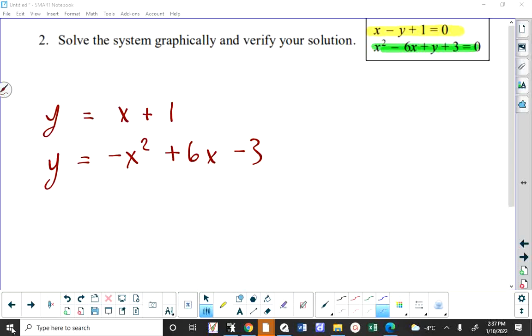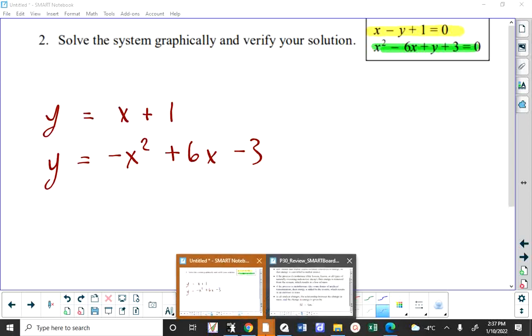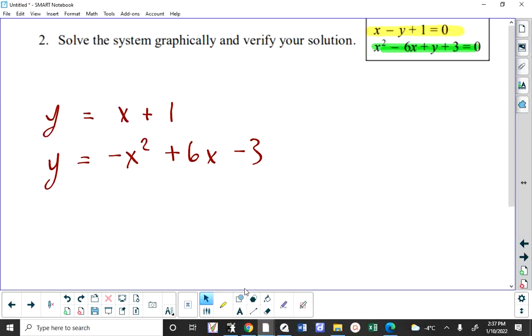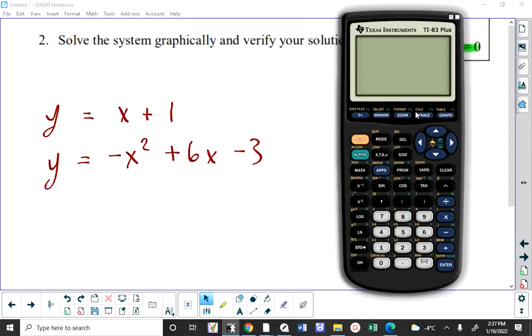Nothing really taxing there. So now you have to put them into your calculator for y1 and y2 and find out where the points of intersection are. Zoom 6 is always the way to go.